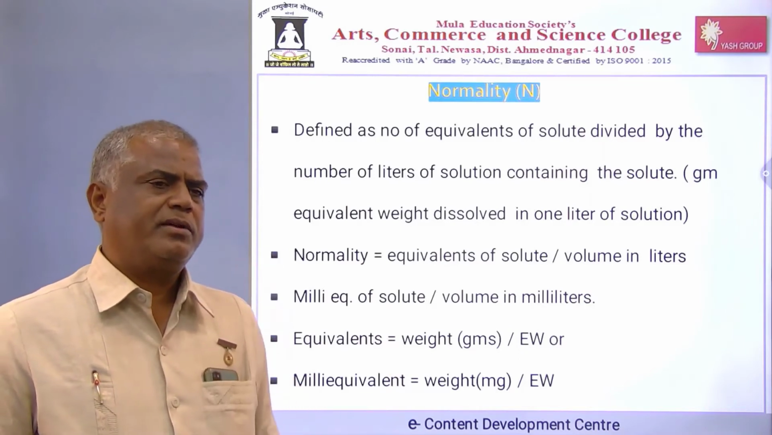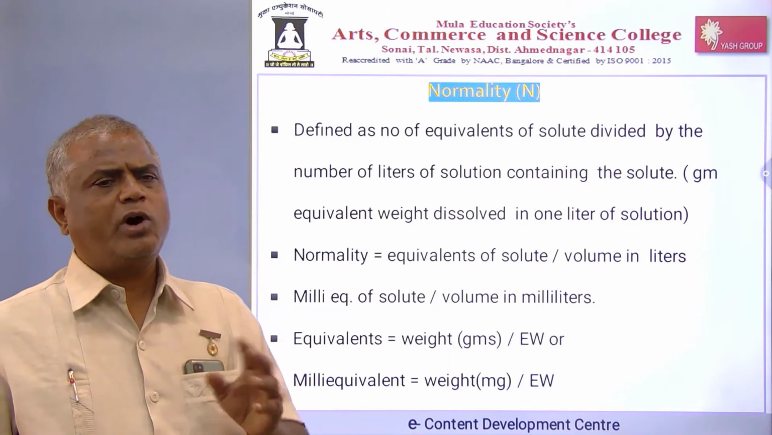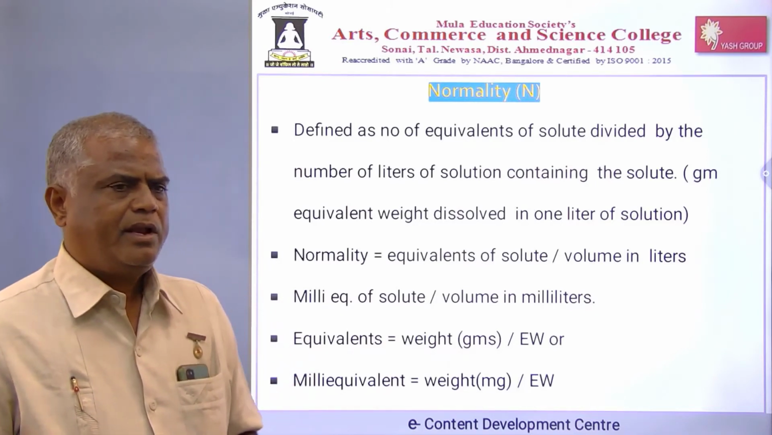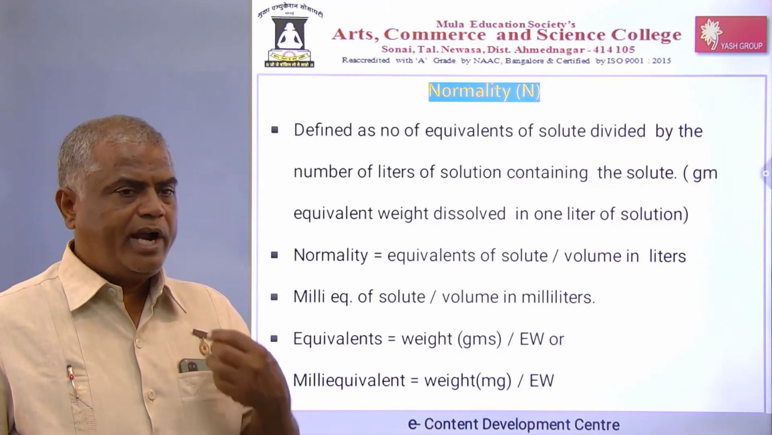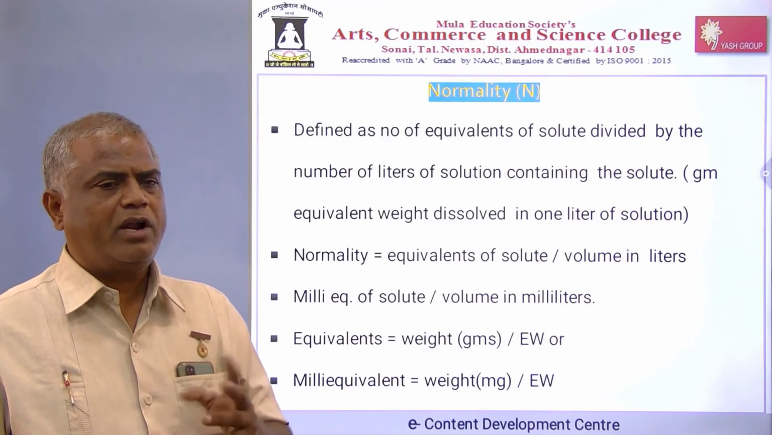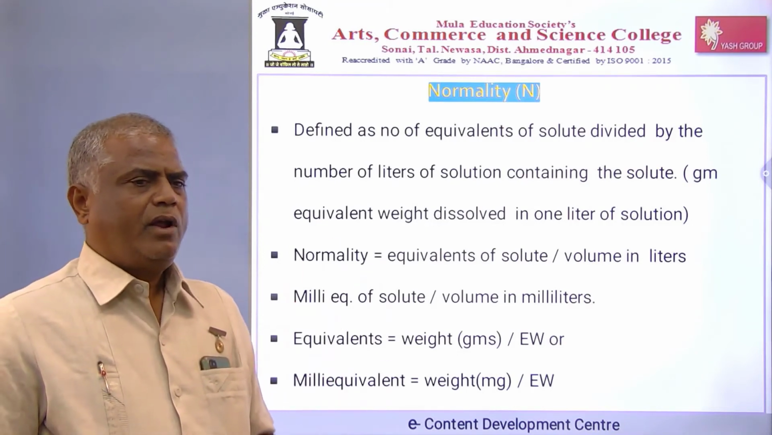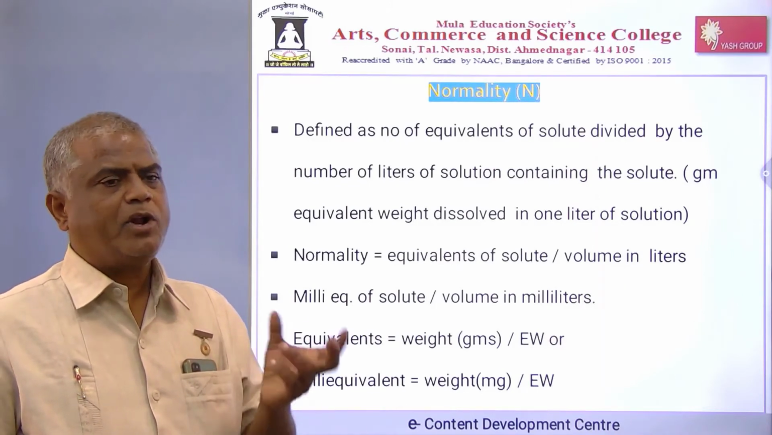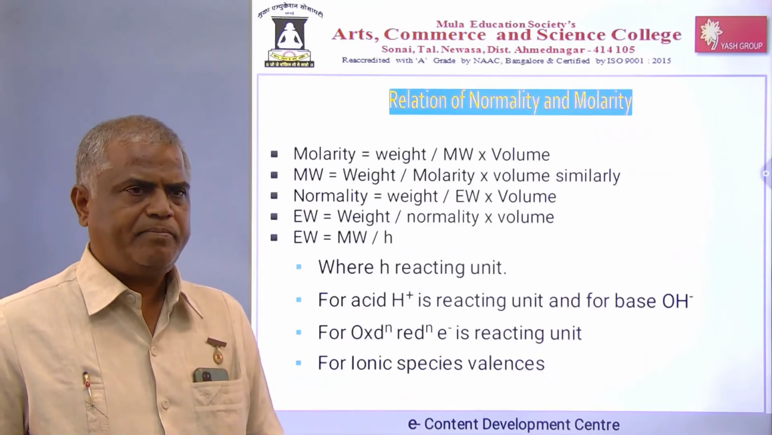volume in liters. Milli-equivalents of your solute per volume in milliliters is also called normality. Now what is equivalence? Weight in gram divided by equivalent weight gives the number of equivalents. Now, how do we get milli-equivalents? The number of milli-equivalents is equal to weight in milligram divided by equivalent weight.